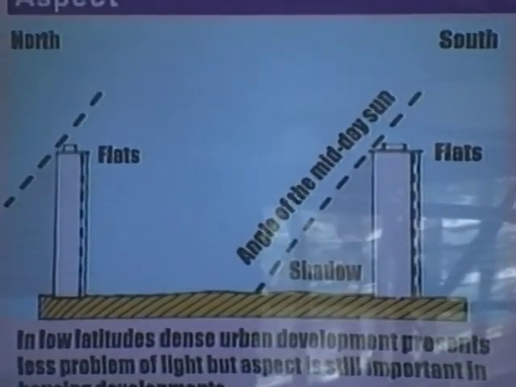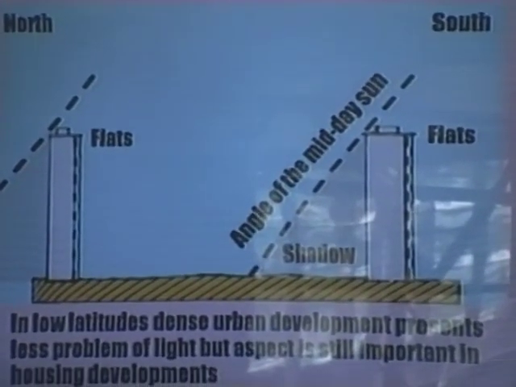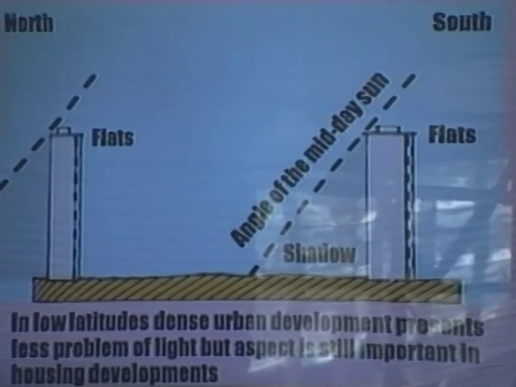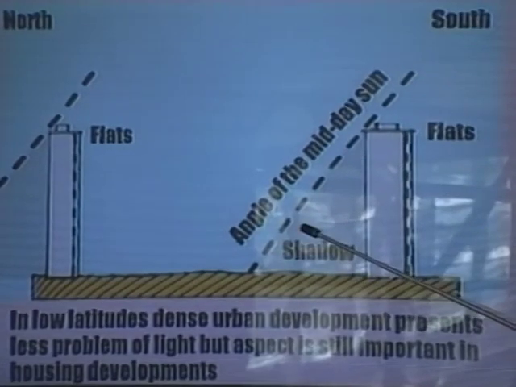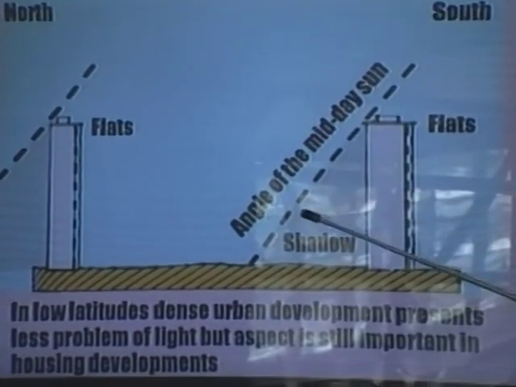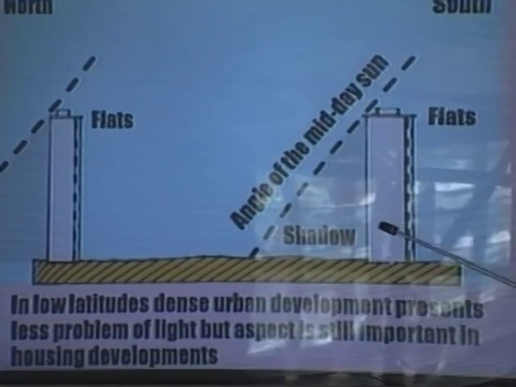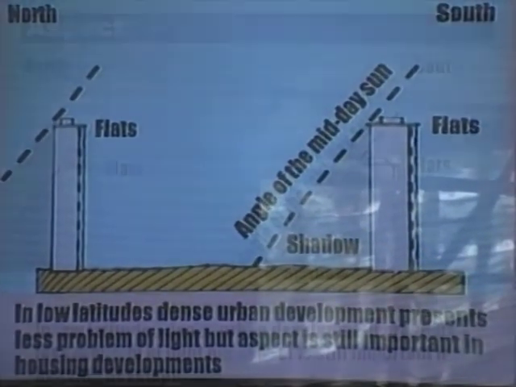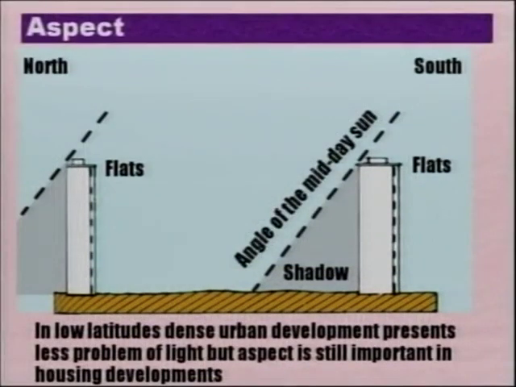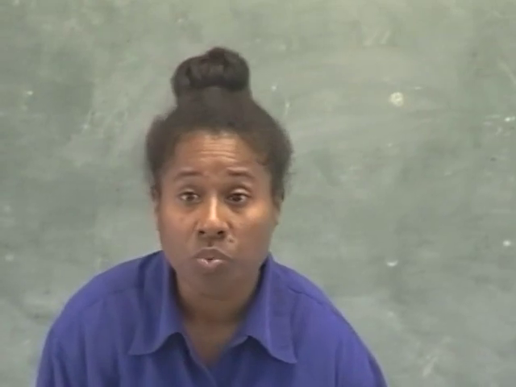Whereas in the tropical or low latitudes, because the sun is directly overhead, the angle of the midday sun is more vertical compared to the high latitudes. Therefore, the distance between the buildings does not have to be as far apart as in the temperate latitudes. Generally, that is what we have covered on the last of those features in our book, and that is aspect.